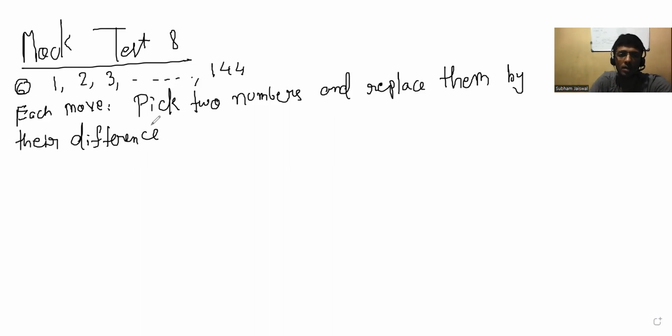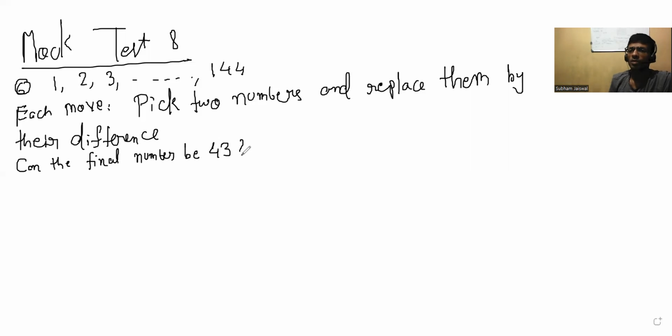Obviously the number of numbers decreases by 1 at each move. Eventually there will be only one number written on the board. So the question really is, can that number be 43? In short, that's what the question is. That's the first part: can the final number be 43?